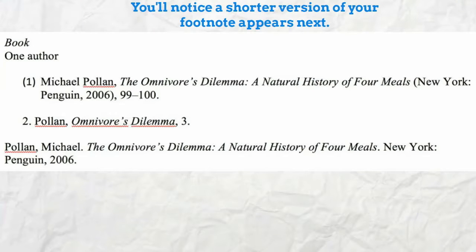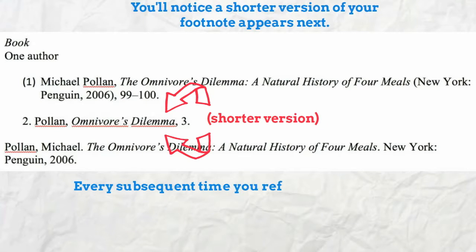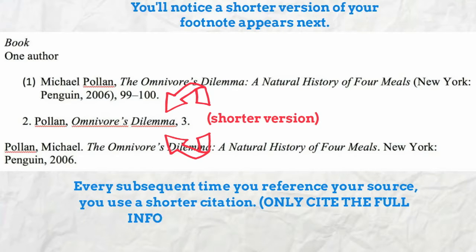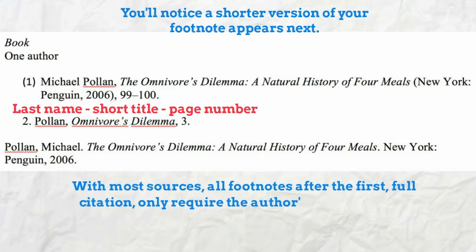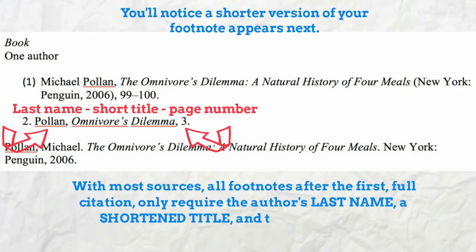You'll notice a shorter version of your footnote appears next, in number 2. Every subsequent time you reference your source, you use a shorter citation. Only cite the full information the first time. With most sources, all footnotes after the first full citation only require the author's last name, a shortened title, and the page number.